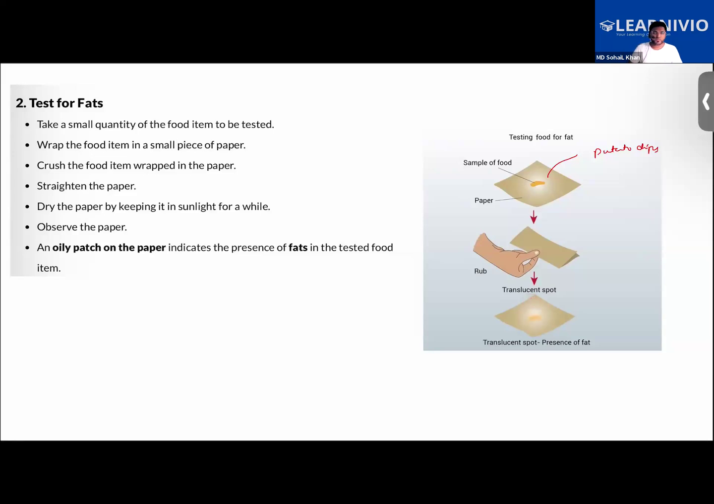Now you have objects which are opaque, which are translucent, and which are transparent. A transparent object allows 100% of light to pass through it, while translucent will partially allow light to pass through. Hence this proves the presence of fat in it. This oily patch proves the presence of fat, because oil basically contains fat. What we know is that oil contains fat in it, hence proved.